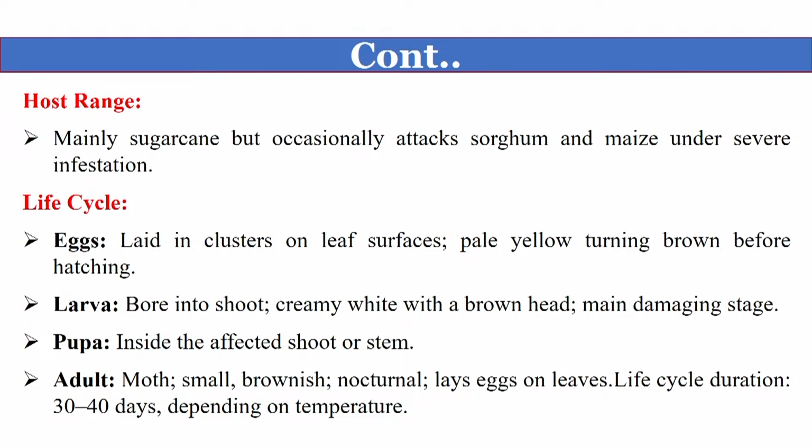The adult is a moth, small and brownish, and nocturnal, and it lays the eggs on the leaves. The life cycle duration is 30 to 40 days depending on the temperature. Basically, in the nature of the damage, the larva bores into the center of the shoot.